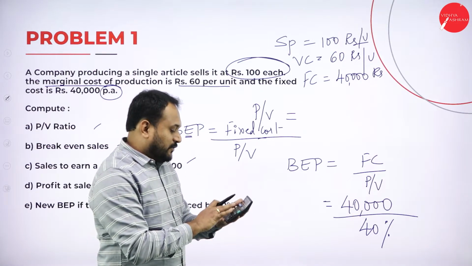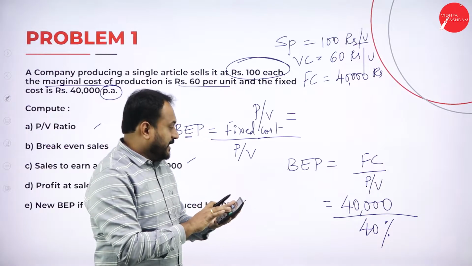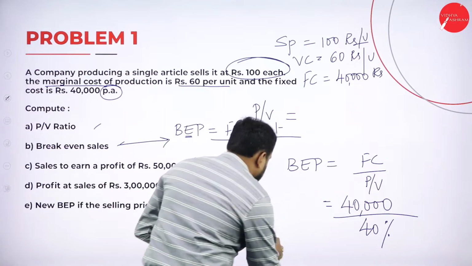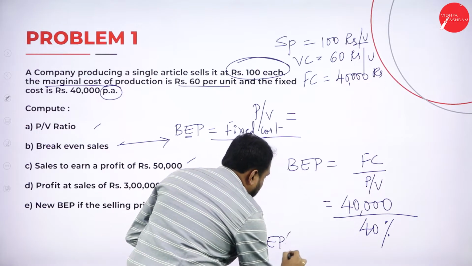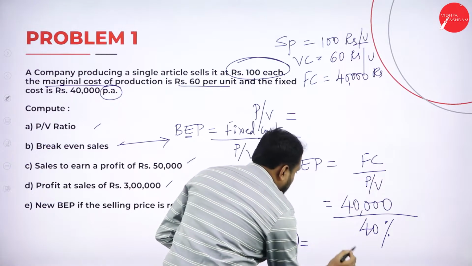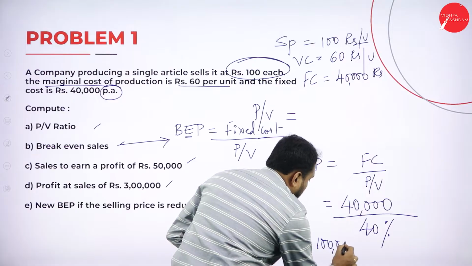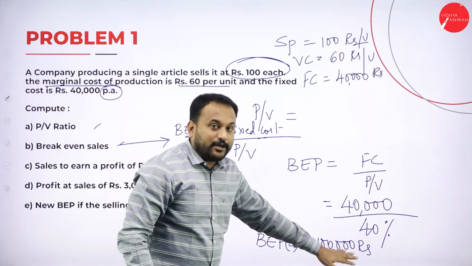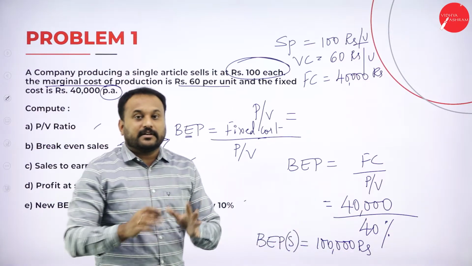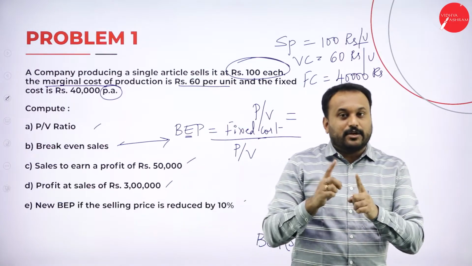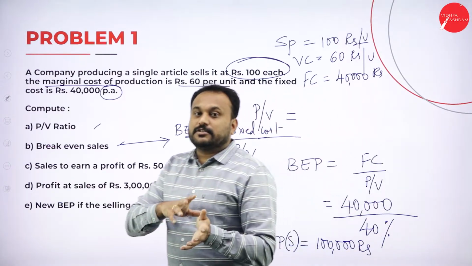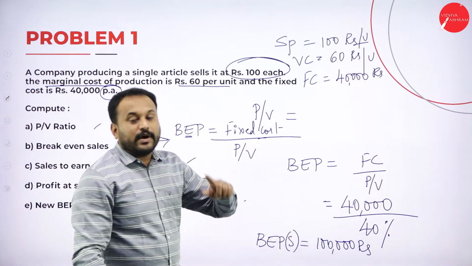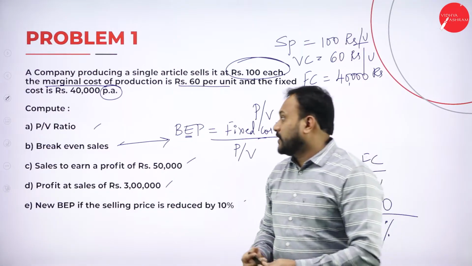So be very careful when you go with 40%. Now we'll calculate 40,000 divided by 40%. Now I got 1 lakh rupees. So my BEP is how much? BEP, that is sales, is equal to 1 lakh rupees. See, you need to write the rupees. If you don't write rupees, just writing 1 lakh, it will not be the correct answer because 1 lakh unit is different, 1 lakh rupees is also different. You should always give value to it, what value it is. So BEP sales is 1 lakh rupees. So we are done with the second question also.